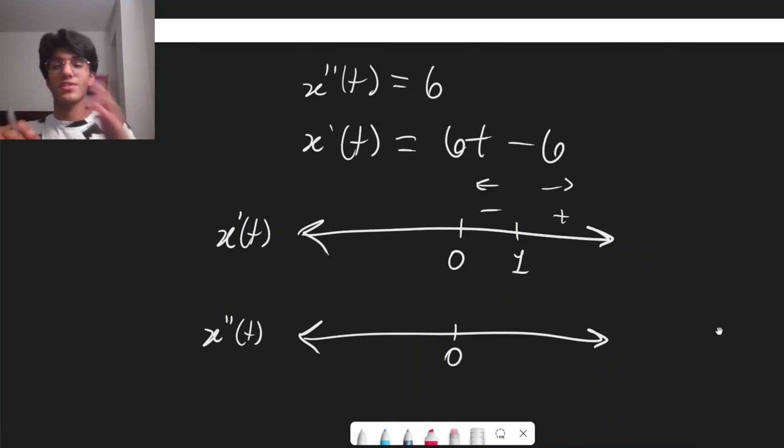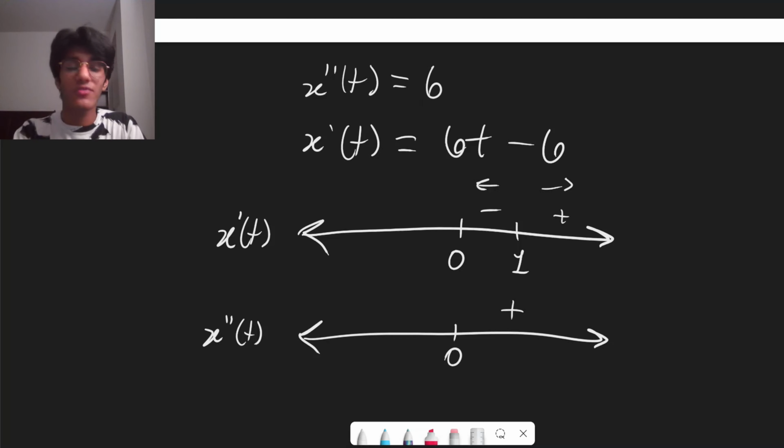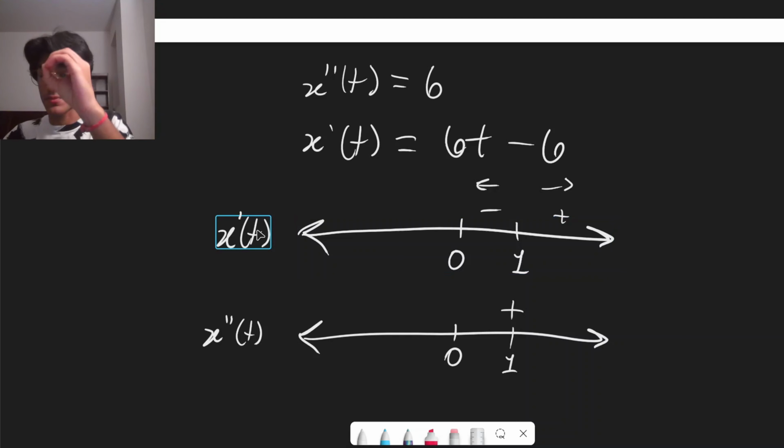So now let's finish up this number line example. I've plotted a number line for x double prime of t, and we see that x double prime of t is a constant. It's just 6. What is the sign? It's positive. So from 0 all the way to infinity, it's always going to be positive. Now we have to take a look at 1, because remember, 1 is the turning point for the position graph. The velocity at that point is 0.